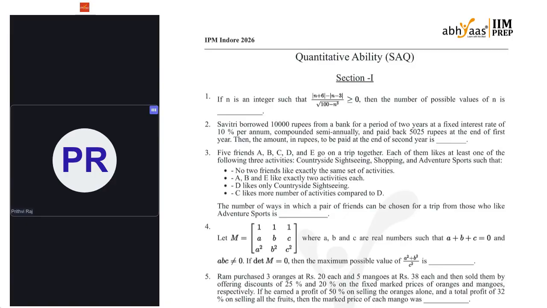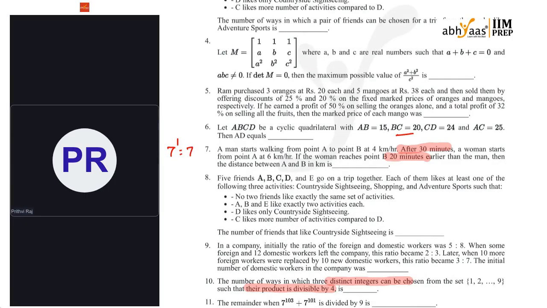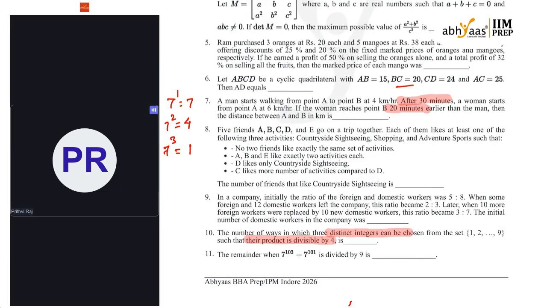What are the remainders of powers of 7? 7 power 1 gives 7 only when I divide by 9. 7 square is 49, but when I divide by 9, it gives me 4. Like that, 7 cube is 343, and 3 plus 4 plus 3 is 9-divisible, so my remainder is 1 here. The cycle is repeating here.